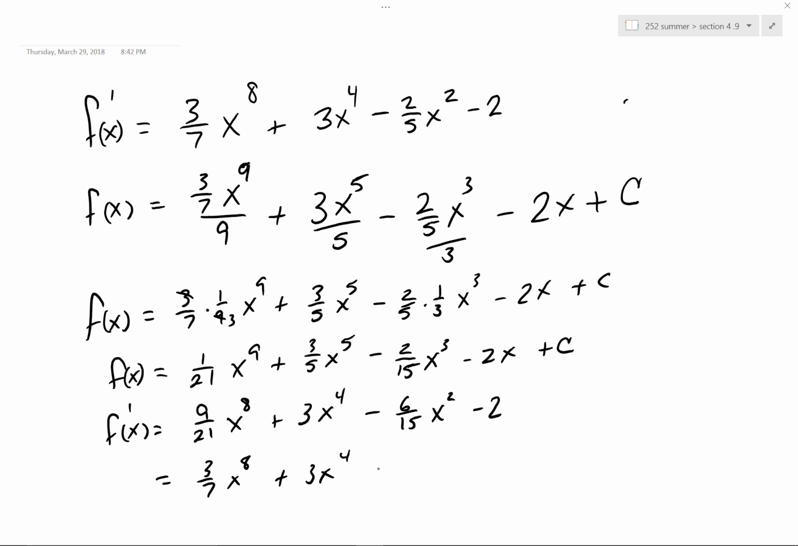And x 2/15 is really just what? It's 2/5, I guess, isn't it? There you go.